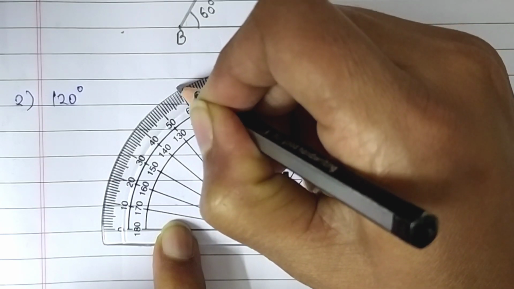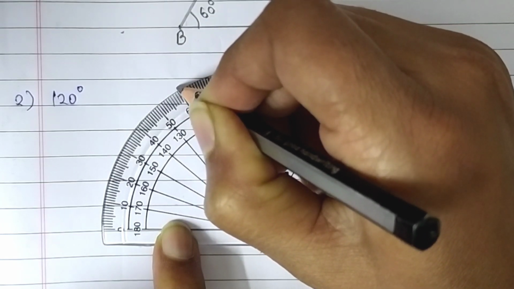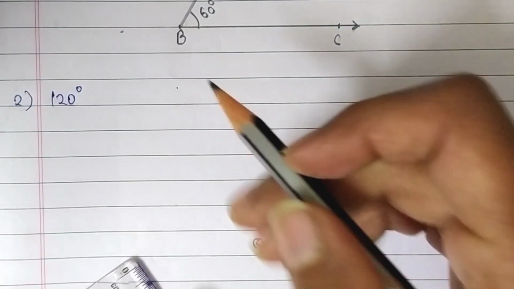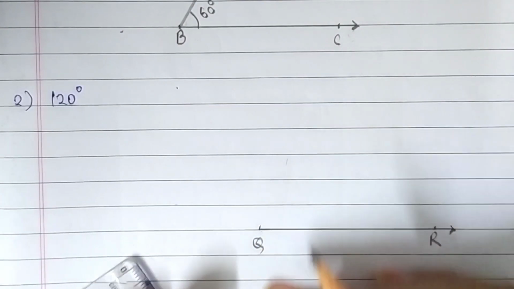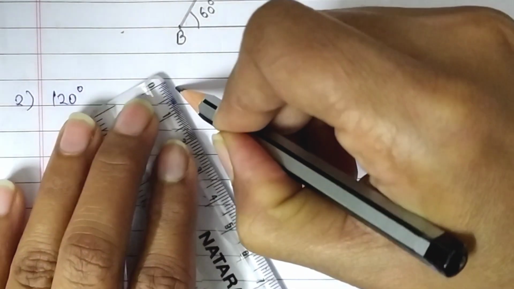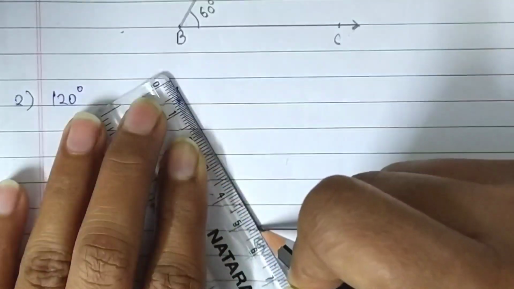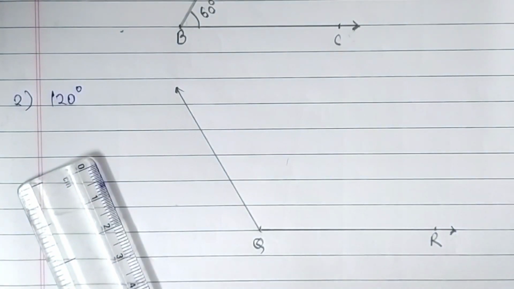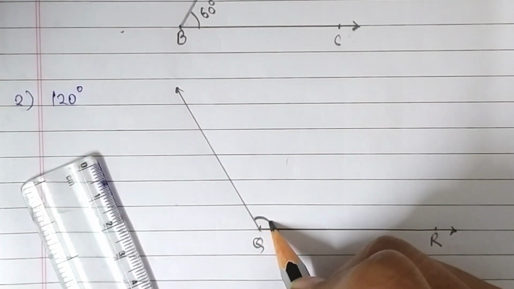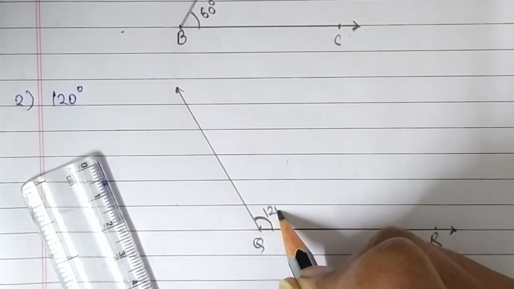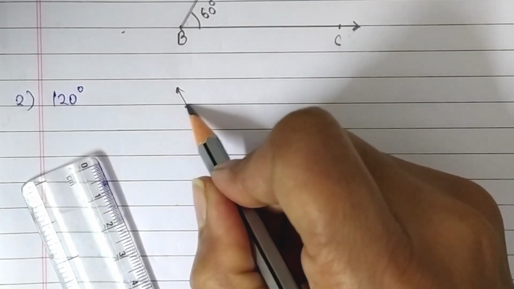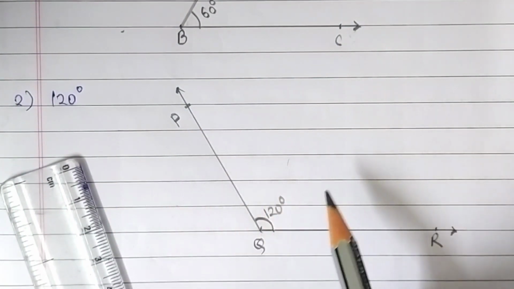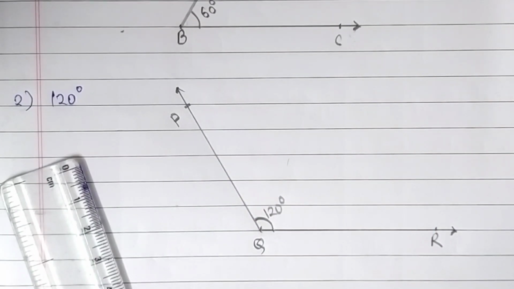Make a mark here. The division shows that 120. Now join these 2 points, this point and point Q, our vertex. Join it by ruler. This is our angle. Make a sign here and write its measure 120 degree. Give a name here, P. So our angle for 120 degree is complete now.